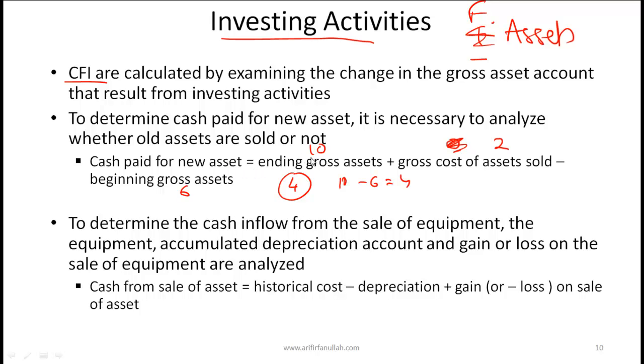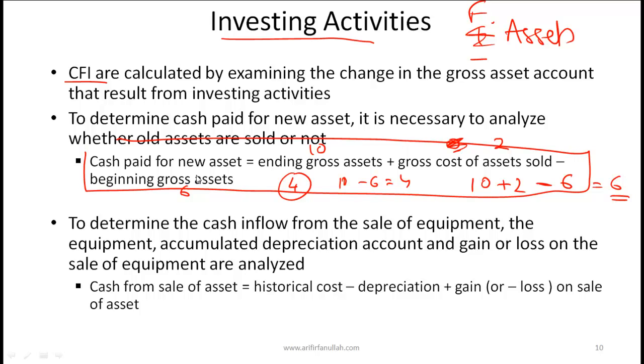We say that ending value is 10 plus 2, which is how much we sold off. Had we not sold off this 2, we would have had 12 at the end of the year. Then you subtract the value at the beginning, 6. So 10 plus 2, 12, minus 6 gives us 6. So essentially, to figure out how much cash you pay for a new asset, you need to learn this relationship: cash paid for new assets is equal to ending gross assets plus gross cost of assets sold minus beginning gross assets.